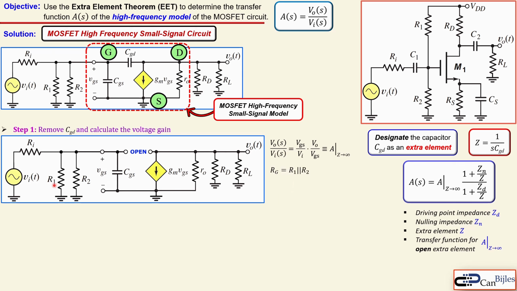I will designate here some shorthand notations which will be really handy in our future calculations and expressions. So Rg is now the parallel combination of R1 and R2. And I also say that Rx is now the RO, which is our output intrinsic impedance from the MOSFET, the RD and RL. They are effectively all in parallel, so I will designate it like so.